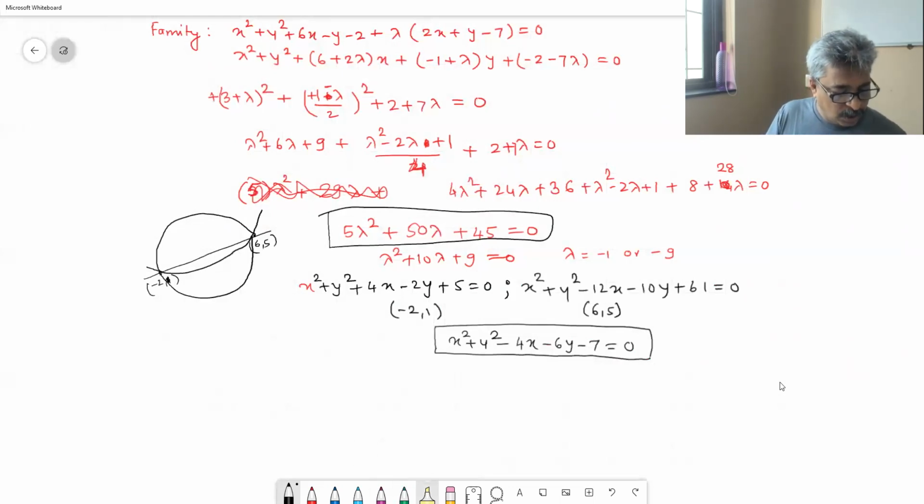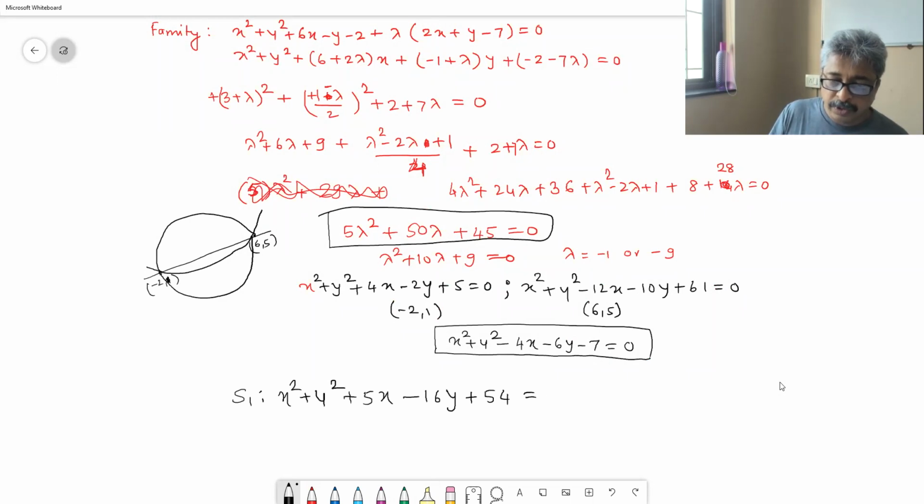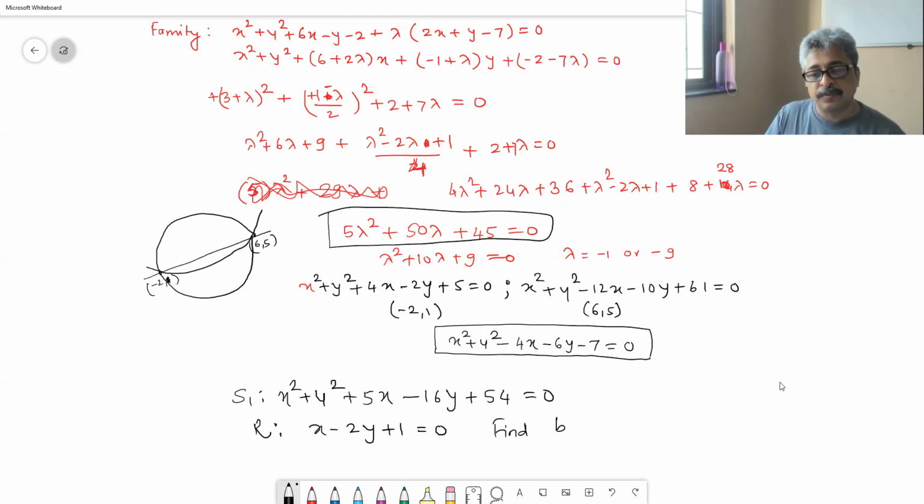One more. S1: x square plus y square plus 5x minus 16y plus 54 is equal to 0, and the radical axis is x minus 2y plus 1 is equal to 0. Find both.